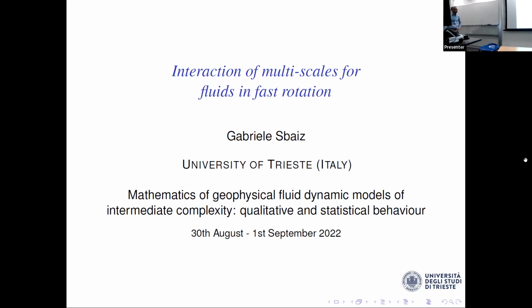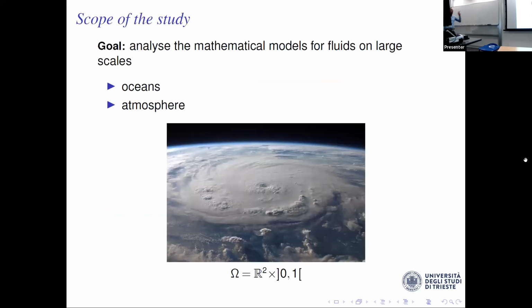Today we talk about interaction of multiple scales for fluids in a fast rotation regime. The main goal is to analyze the mathematical model for fluids on large scale. We can think about the ocean and the atmosphere. If we try to draw the ocean, the length scale is usually much higher with respect to the height. Then we can model our domain Omega like R2 cross (0,1), where R2 stands for the horizontal variable and (0,1) for the vertical one. Then we have an infinite strip.